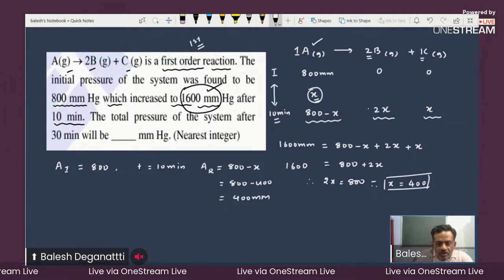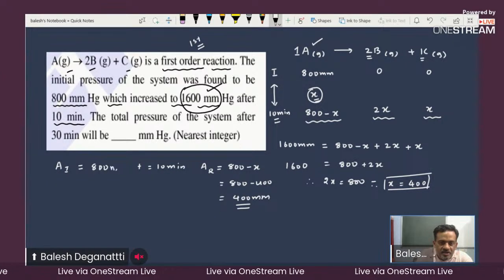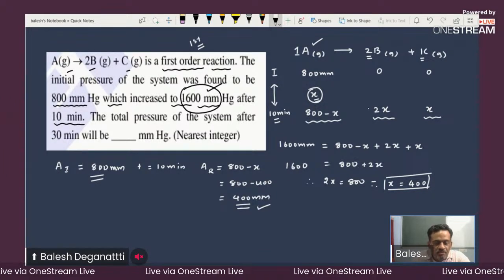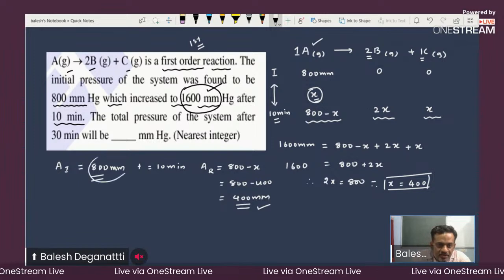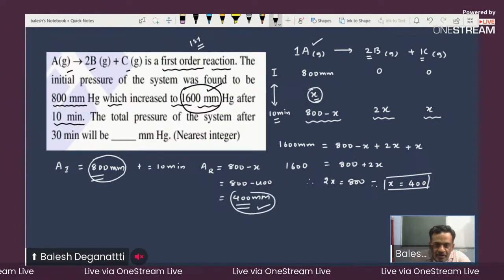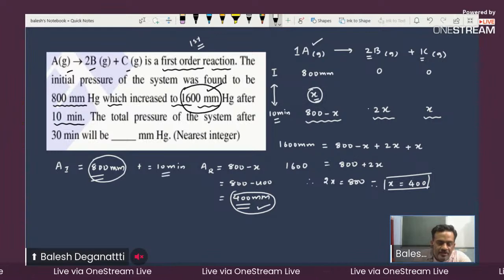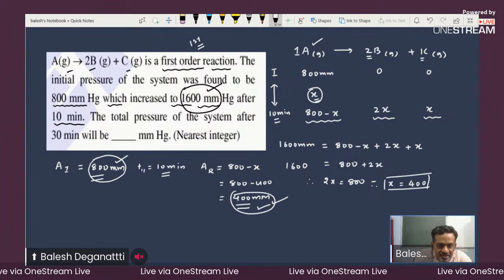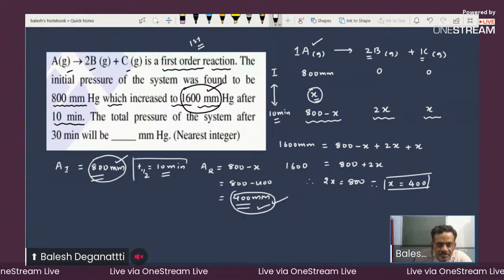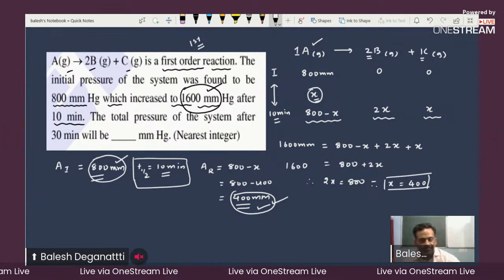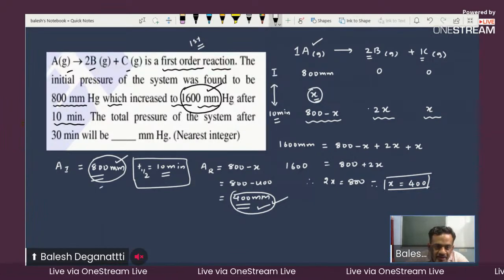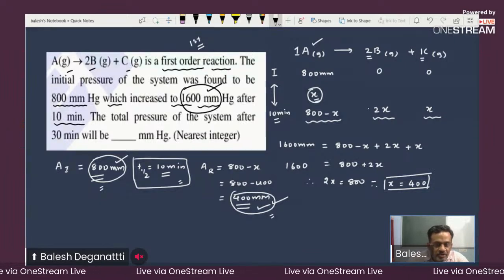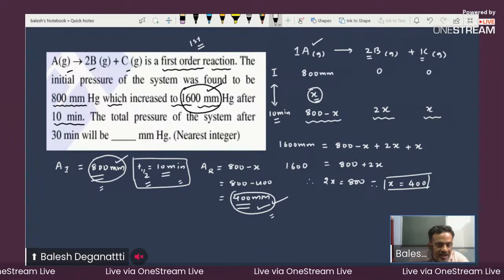400 mm. Now carefully compare this. Initially what was the pressure of A? 800. Now how much is it? 400. What is the time it has taken to get converted from 800 to 400? The time taken is 10 minutes. It was 800, it exactly became half. So that time is called the half-life period. So half-life period is how much? 10 minutes. Got it? Because initially it was 800 mm. Within 10 minutes it became exactly half, that is 400. So therefore that 10 minutes I will take as the half-life period.